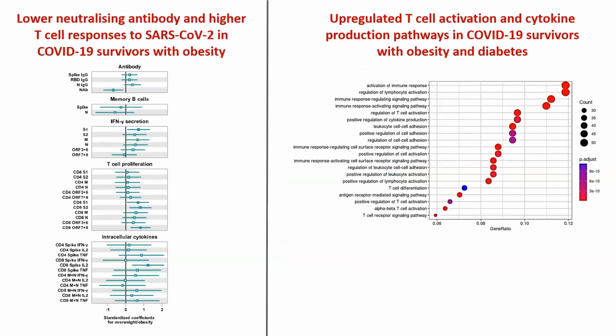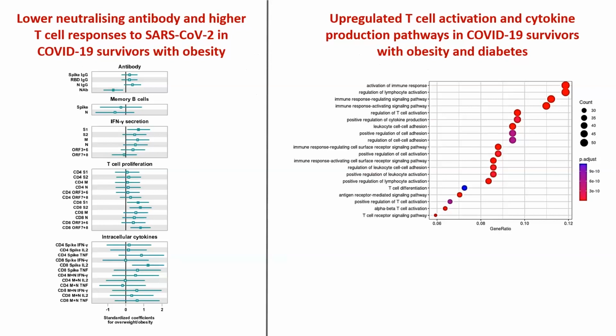So in brief, we have seen that the patients who survived from COVID, and if they have obesity, have lower neutralizing antibodies, but higher T cell responses. On the left side of the slide, you can see that. And on transcriptomic analysis, we saw that the patients who survived and have obesity and diabetes have higher T cell activation and differentiation, and also the cytokine pathways are upregulated in T cells.